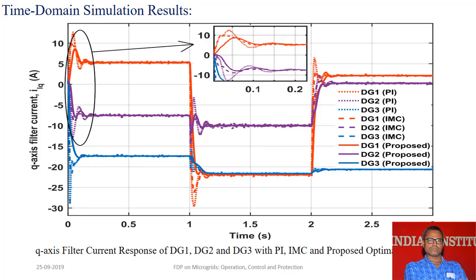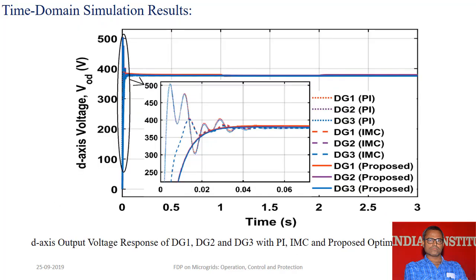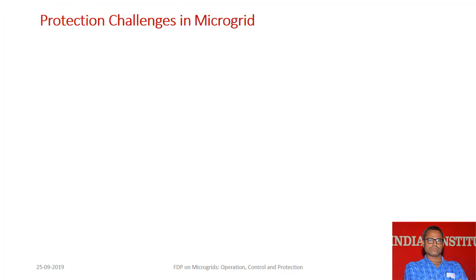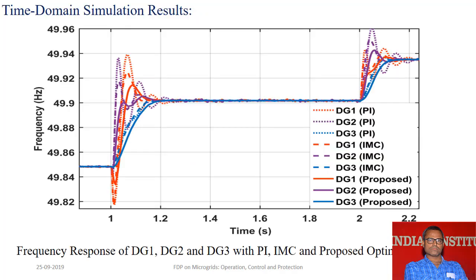Similarly for the Q-axis filter current, and then the D-axis output voltage. In all cases we found that the system is behaving well for the proposed optimal IMC control. So this is the analysis, as I mentioned earlier. This is a detailed analysis of the small signal analysis and the controllers we use.